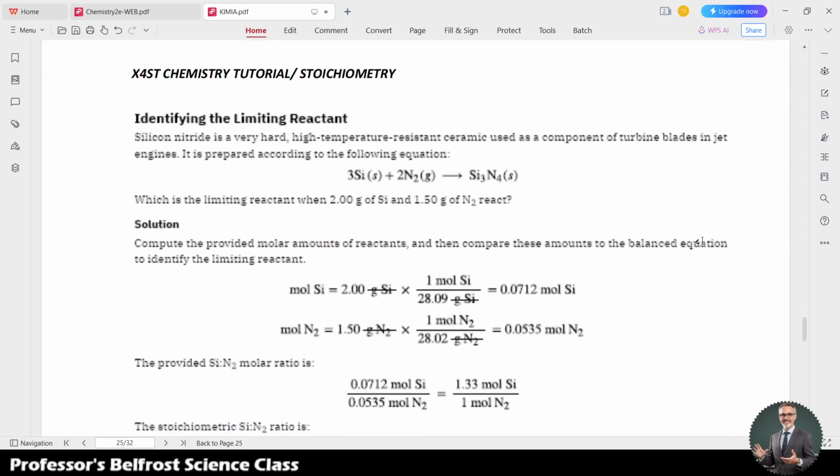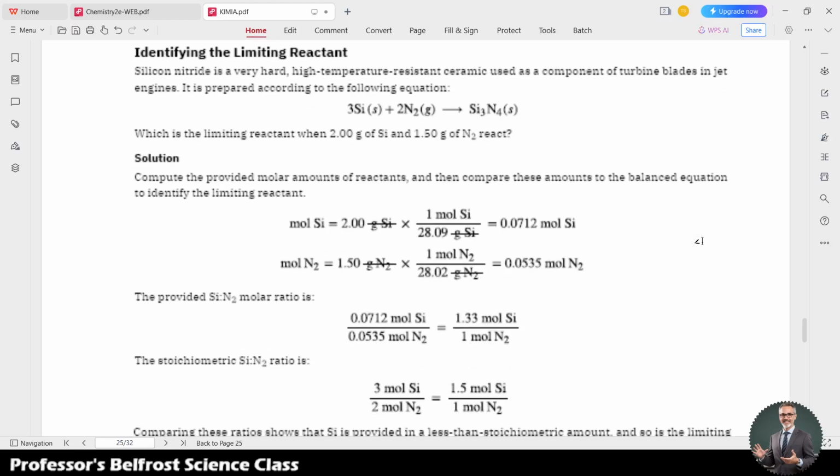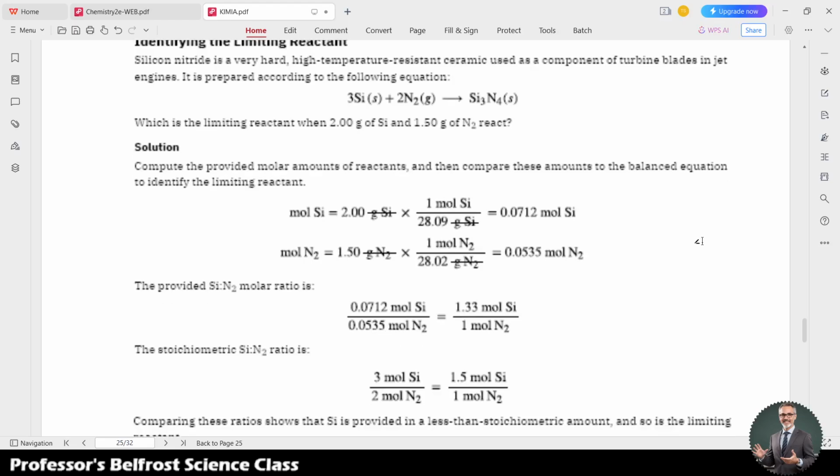Now let's see an example. Identify the limiting reactant. Silicon nitride is a very hard, high-temperature-resistant ceramic used as a component of turbine blades in jet engines, and it is prepared according to the following equation: three silicon solid plus two nitrogen gas becomes silicon nitride. Which is the limiting reactant when 2 grams of silicon and 1.5 grams of nitrogen gas react? First, we need to compute the provided molar amount of each reactant, then compare these amounts. So 2 grams times 1 over 28, this is the molar mass of silicon.